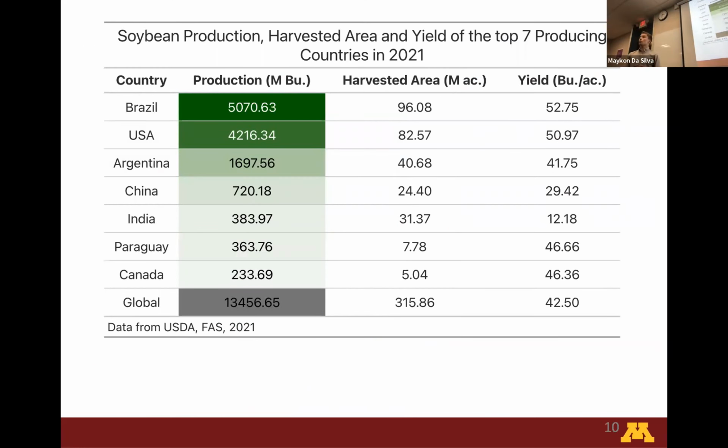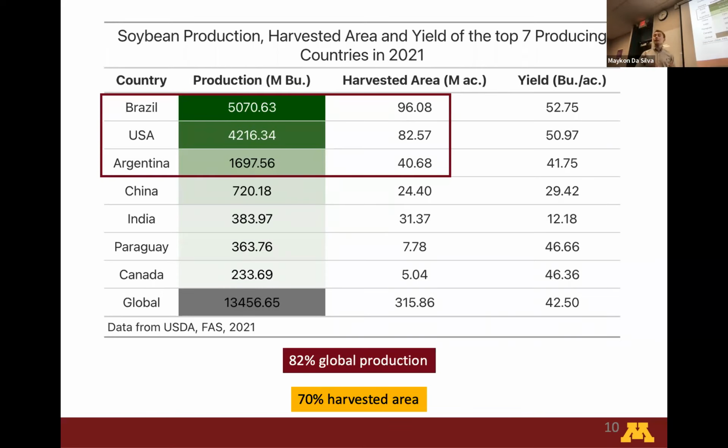Currently, soybean is grown on more than 315 million acres worldwide, with a total annual production of more than 13 billion bushels. Brazil, United States, and Argentina are the leading countries in soybean production, and together these three countries contribute 82% of the global production and 70% of the harvested area.